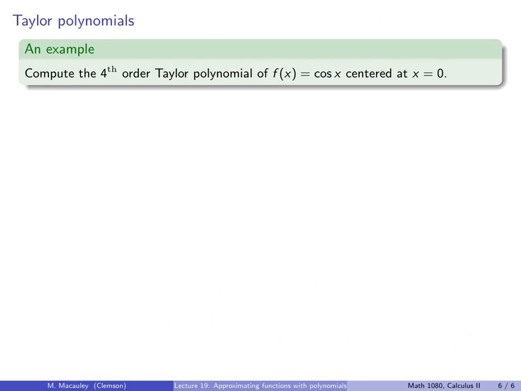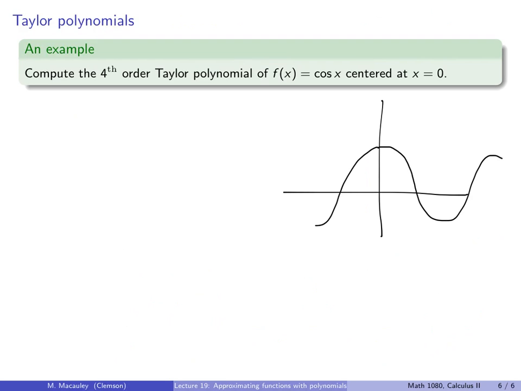Okay, so let's go back and finish an example that I hinted at before. Let's compute the fourth order Taylor polynomial of the function cosine of x, centered at x equals 0. Before we start, let me sketch what this is going to look like. Let me use black. So cosine looks like this.